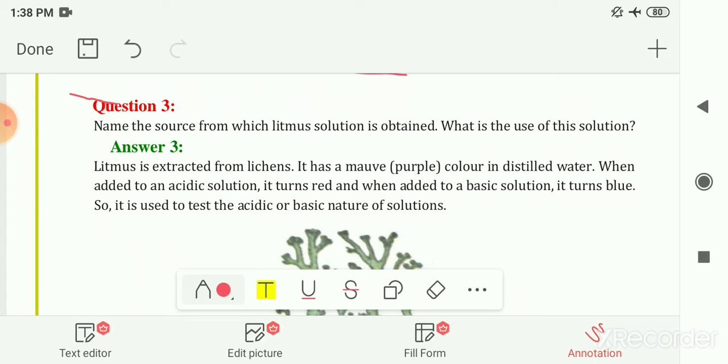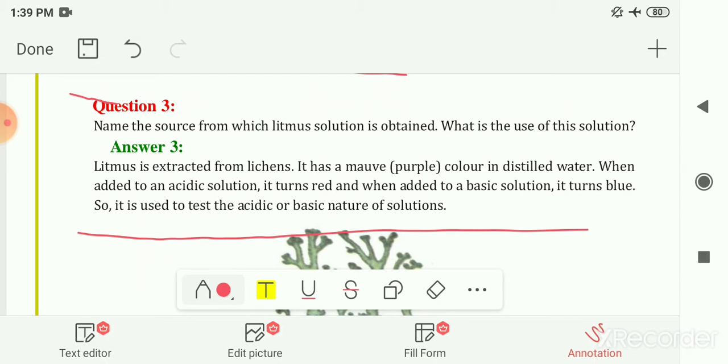this solution. So here the answer is given to you. Litmus is extracted from the lichens, and it has a mauve or purple color in distilled water. We are getting this litmus from the lichens, and in the previous chapters we had seen what lichens are. It is the symbiotic relation between the alga and fungi.